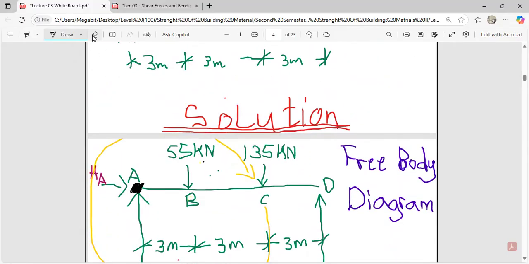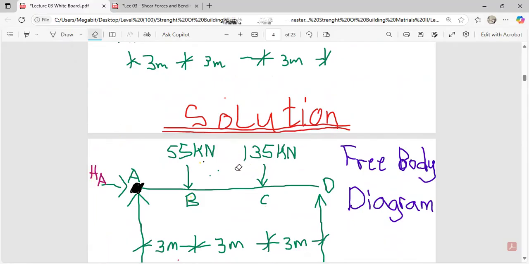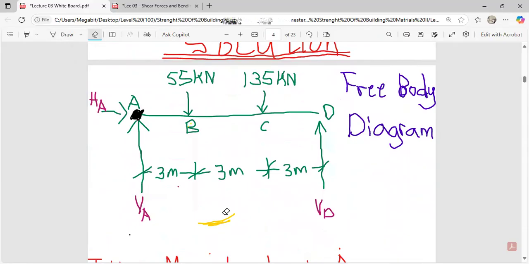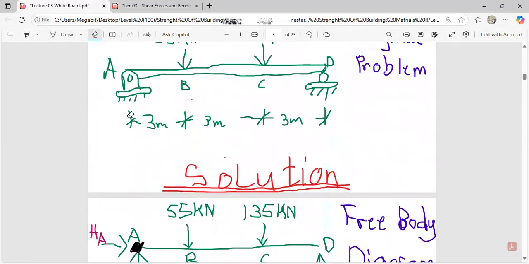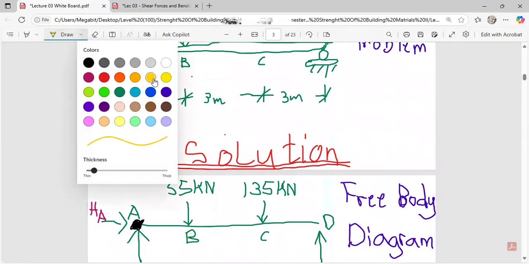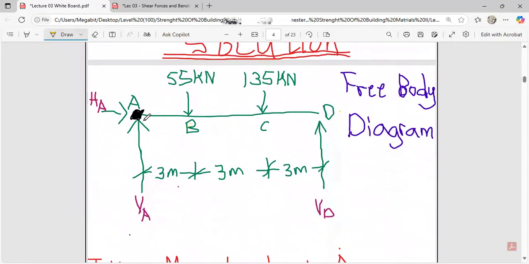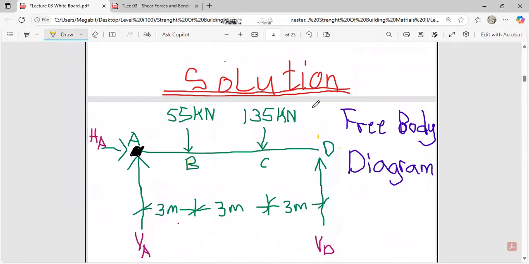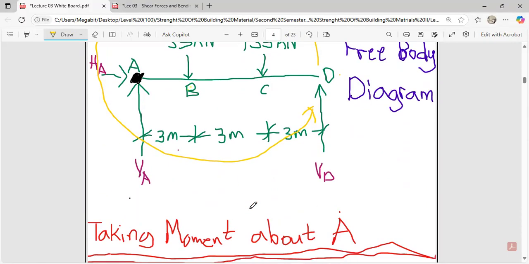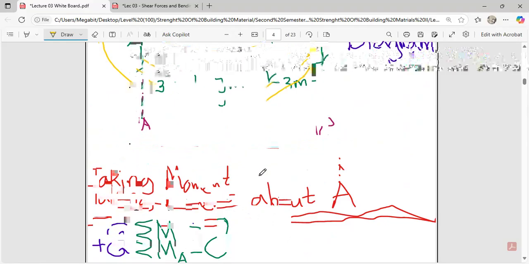Then you come and take the last one. You are still standing at your A. Your A is still your origin. If you follow the direction of this arrow, you realize that this is going to take an anti-clockwise moment. So it's going to be positive. If that is the case, it is going to be VD times 9.